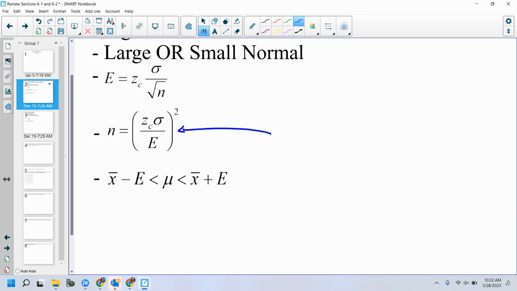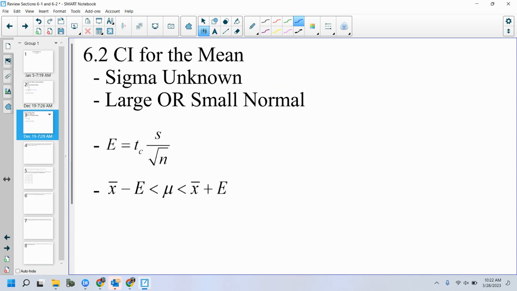So speaking to that, on your project, this would have been from Section 6.2, where sigma is unknown. Now, again, make a difference between sigma and S. Sigma is your population standard deviation, where S is your sample standard deviation. And that's where the sigmas turn into S's and the Z's turn into T's.